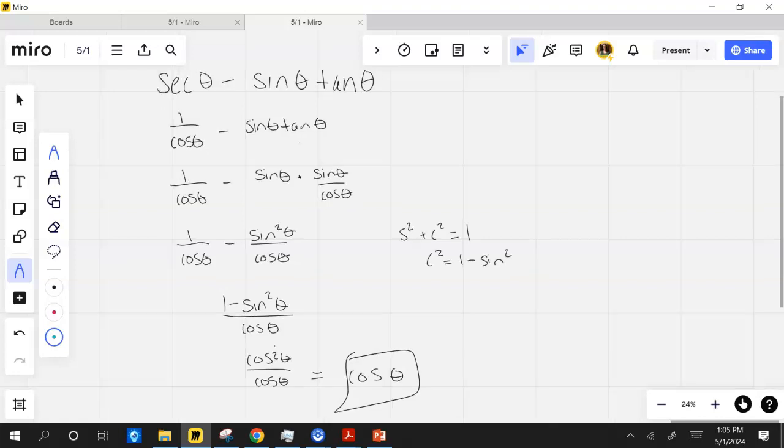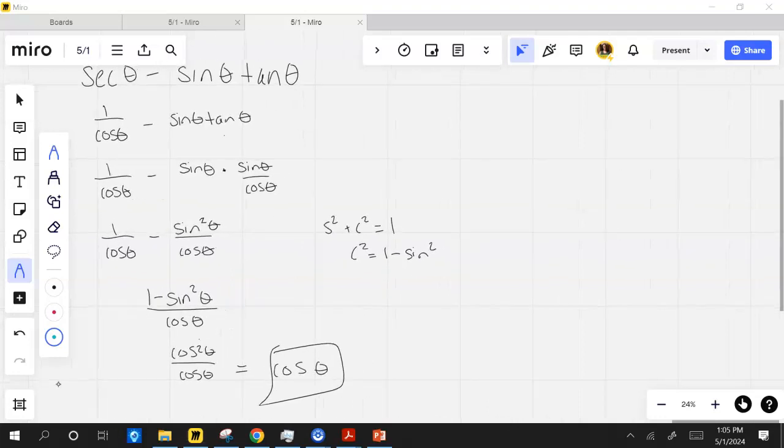Let's do another. Anytime you see a squared, check to see if you can use some type of Pythagorean identity. I know that sine squared plus cosine squared is 1. Well, if sine squared plus cosine squared is 1, then cosine squared is 1 minus sine squared, or I could say sine squared is 1 minus cosine squared. I can use that any way that's beneficial to me. You see what I'm saying?